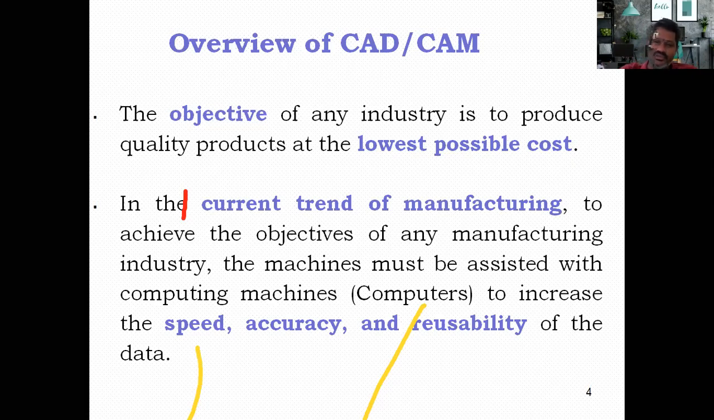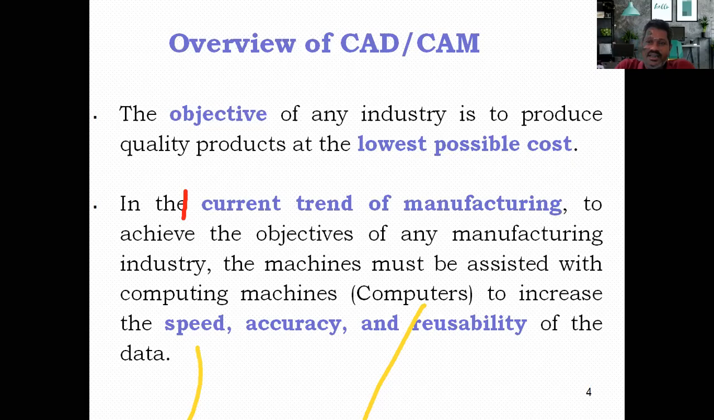Computing machines means computers. Only then can we increase the speed, accuracy, and reusability of the data. Assume that reusability of the data means you have designed some component, one shaft, one coupling. If you have some modification, the customer is not going to purchase the same component with respect to time. The customers will also expect modification in the design. They want some modification in the design.